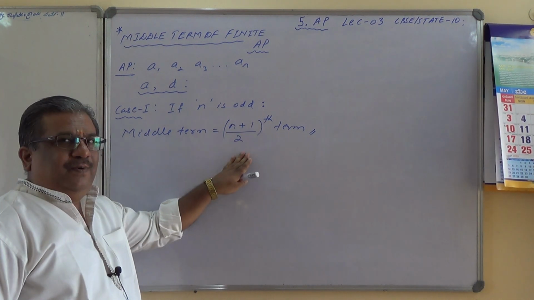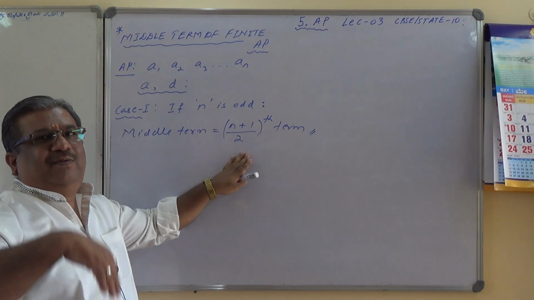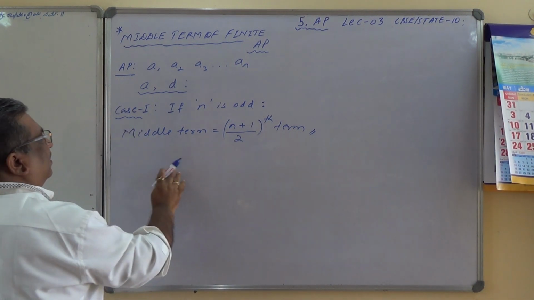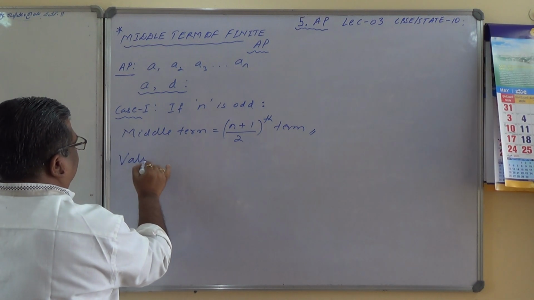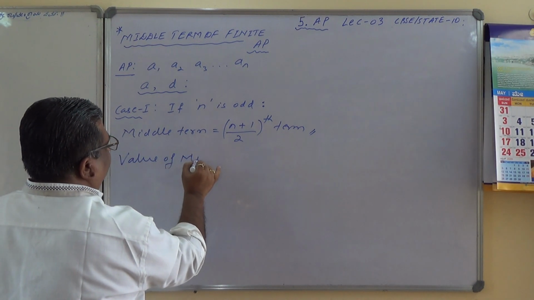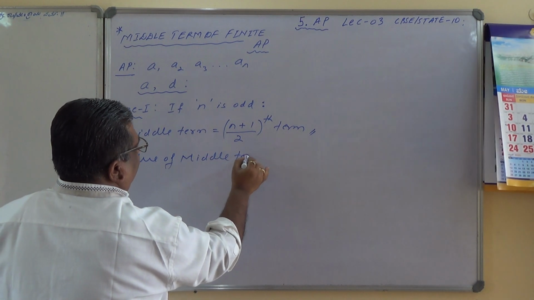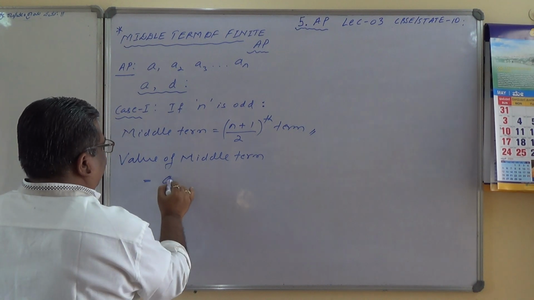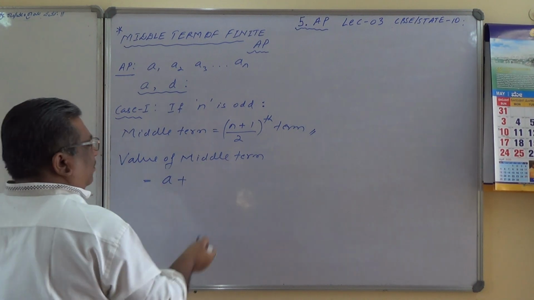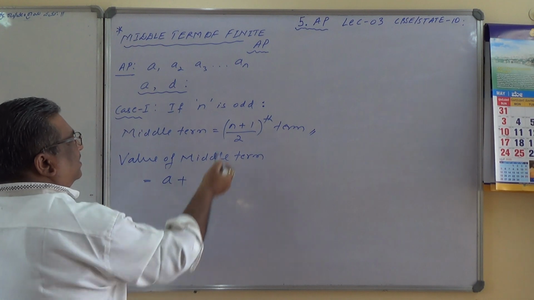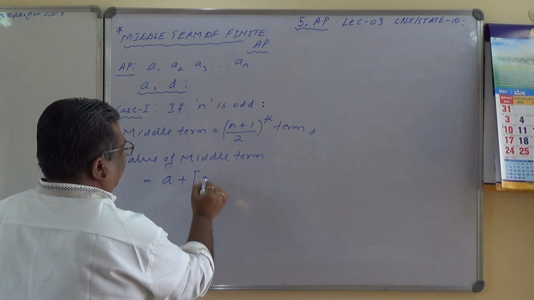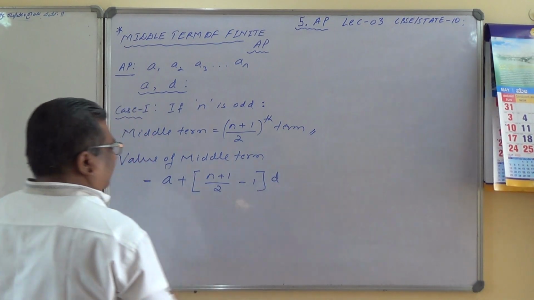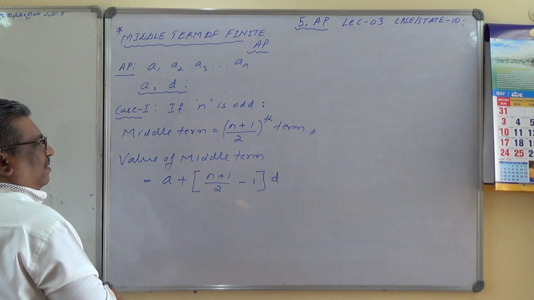Once you get this, use the an formula to find out that term basically, okay? Fine. So that also we'll find out, the value of the middle term. Value of middle term equals, which formula will we use? A plus n minus 1 into D. In this case, n is n plus 1 by 2. N plus 1 by 2 minus 1 times D. I hope you are able to understand this one.